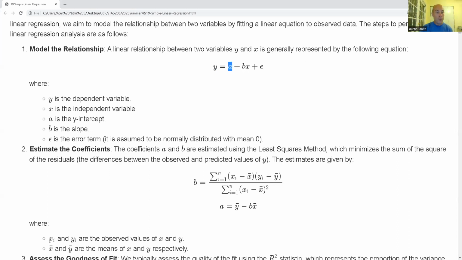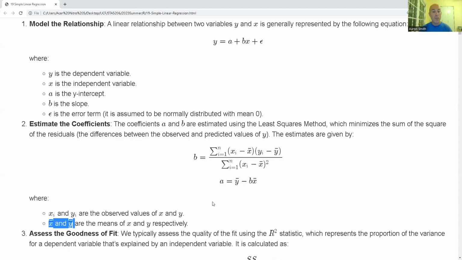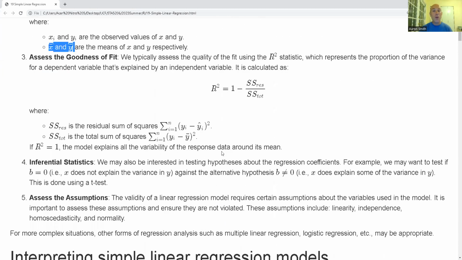All right, so x sub i, y sub i are the observed values of our variables. X bar and y bar are the means of the variables. Now, the next thing that we do, we assess the goodness of fit. There are tons and tons of ways to assess the goodness of fit. My personal opinion is that it doesn't really matter how you address the goodness of fit, but you absolutely need to do it.